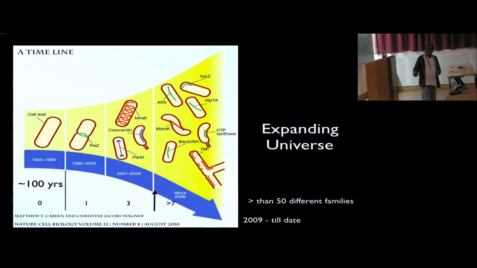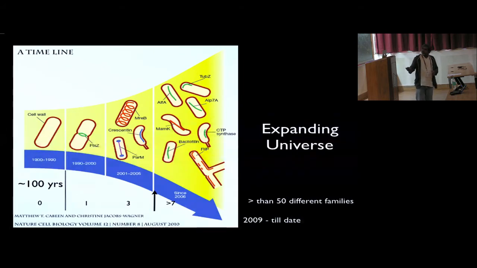So for nearly a century, people denied that bacteria have cytoskeletal proteins that can actively maintain their shape or dictate how they grow and divide. Today, after the 1990s, this was the time when I was doing my PhD, and this was the time when I started my postdoc work, and since then, nearly 50 or more than 70 families of actin-like proteins and bacterial cytoskeletal proteins have been discovered. And each day there are new functions being ascribed to them and what kind of roles they play.